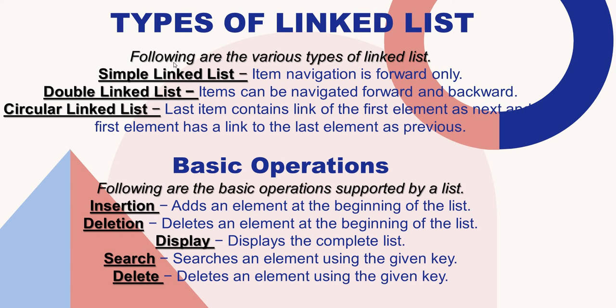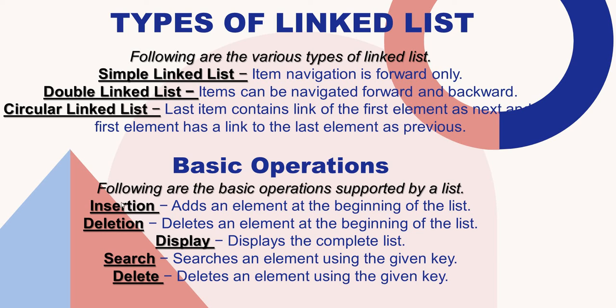Types of linked list. There are three types of linked list: simple linked list, double linked list, circular linked list. Simple linked list means item navigation is forward only. That means we can go in the forward direction and we cannot go backward. Double linked list: items can be navigated forward and backward. Circular linked list: the last item contains a link to the first element as next, and the first element has a link to the last element as previous.